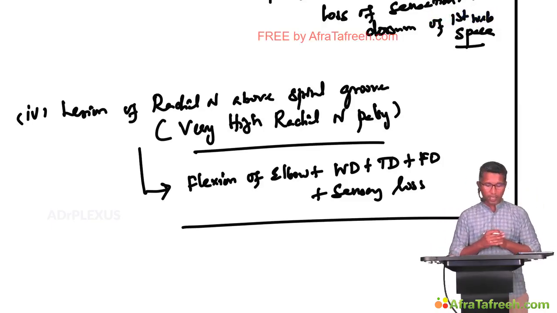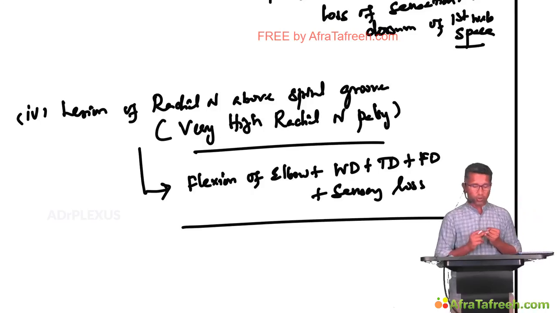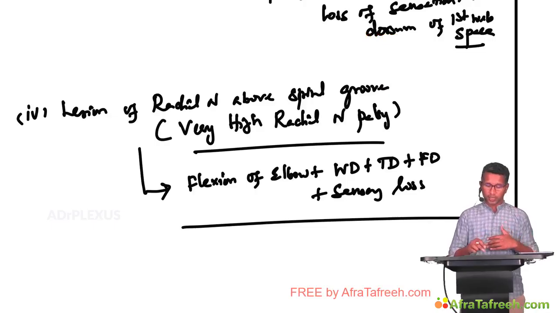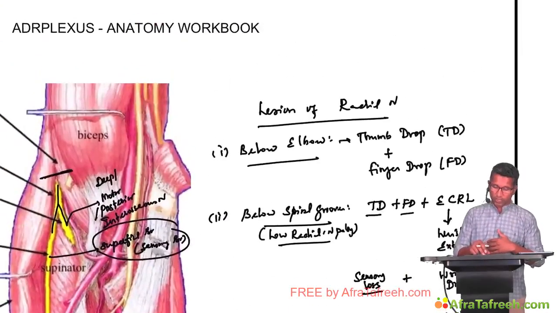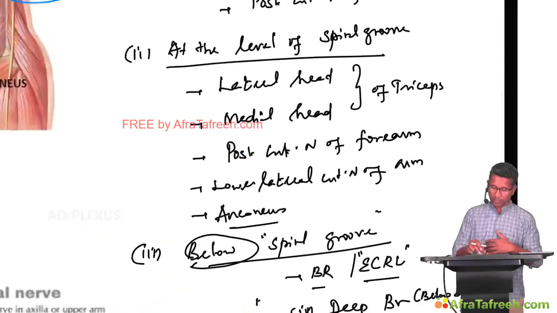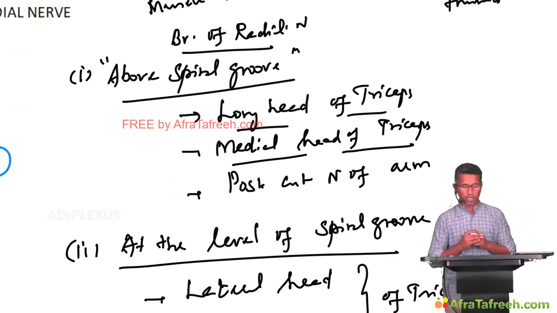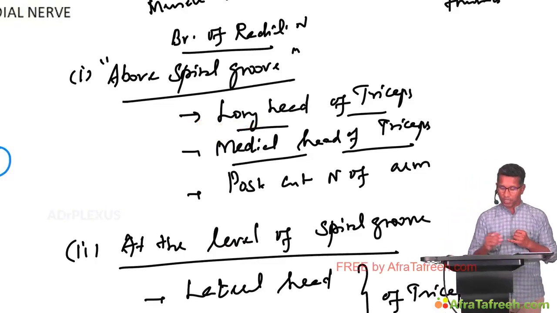Radial nerve palsy is a very important question. Only when you understand the muscles which are supplied at various levels can you understand the various lesions of the radial nerve. Okay, so just a small recap guys, just see here: above the level of spiral groove, the long head of triceps and the medial head of triceps are supplied.